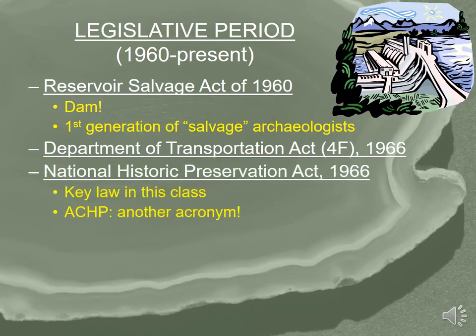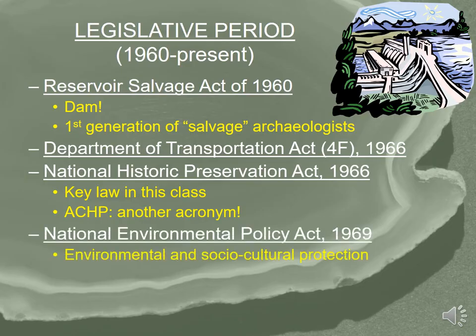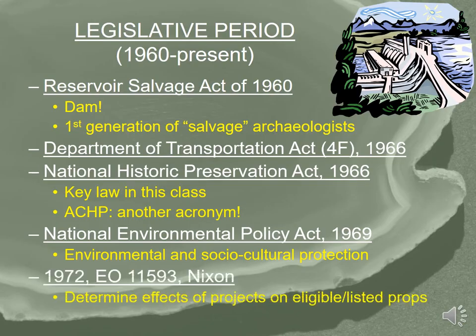about. Arguably the most important cultural resource law in the class was passed also in 1966, the National Historic Preservation Act. That established the Advisory Council on Historic Preservation, and I would say that we're going to spend at least 50% of this entire class using the National Historic Preservation Act, or the NHPA. The National Environmental Policy Act, or NEPA, is also a law very much used in today's government environmental consideration during projects. And in 1972, President Richard Nixon passed Executive Order 11593.